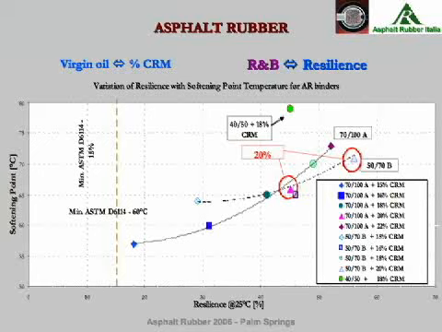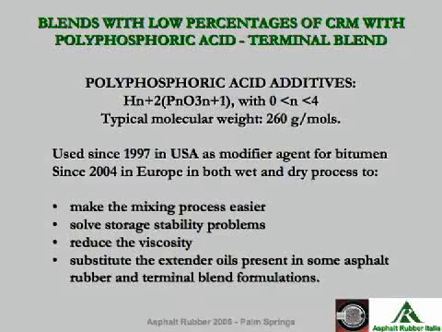Considering now resilience, the results show a different thing, that there was a better interaction with the 70-100 than with the 50-70. So for the 20%, we can see that this one has better performance. And then we went to see what happened considering the terminal blend formulation.